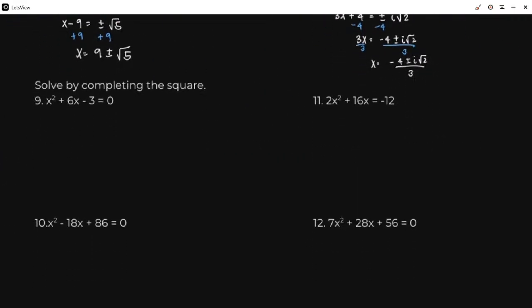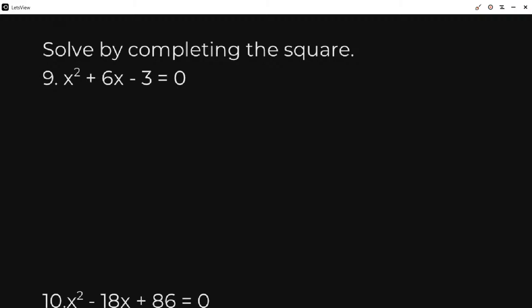Okay, next we want to solve by completing the square. So I always want to keep the first two terms, and I always want to move the c value to the other side. So I'm going to add 3. So then that's x squared plus 6x. And then I'm going to figure out what c value I want to add here. And I have to make sure I add that to both sides.